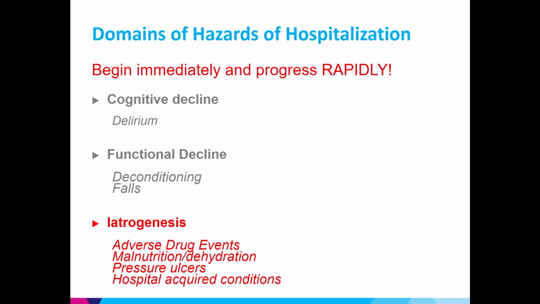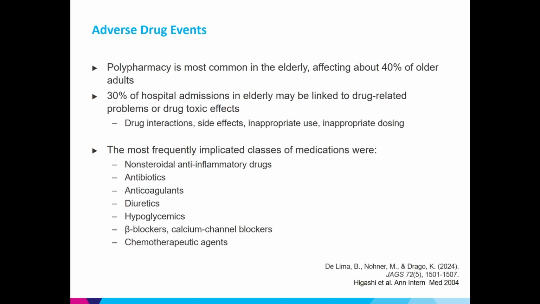So the first is looking at adverse drug events. Older adults are uniquely vulnerable to adverse drug events, and this is often compounded by the hospitalization as medications are added and adjusted. Polypharmacy is common in our older adults, affecting nearly 40% of them, and 30% of hospital admissions in older adults can be linked to drug-related problems or drug toxic effects. This includes drug interactions, side effects, the inappropriate use of a medication, or the inappropriate dosing of a medication.